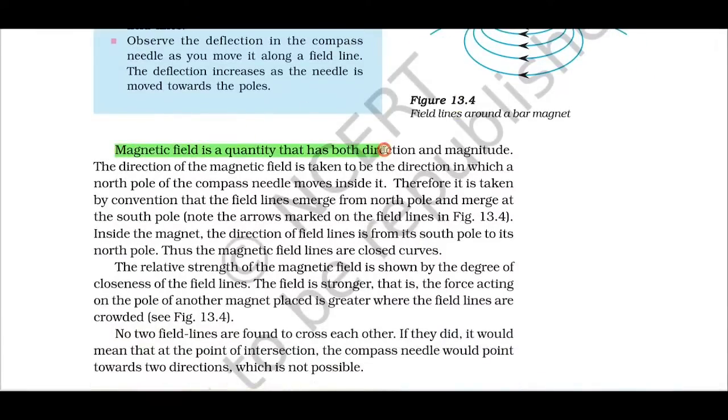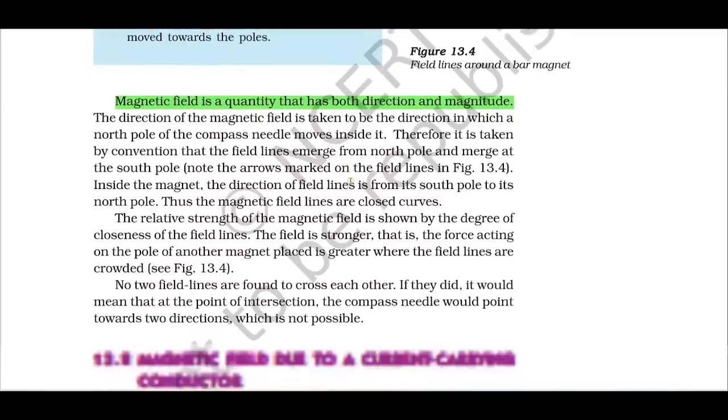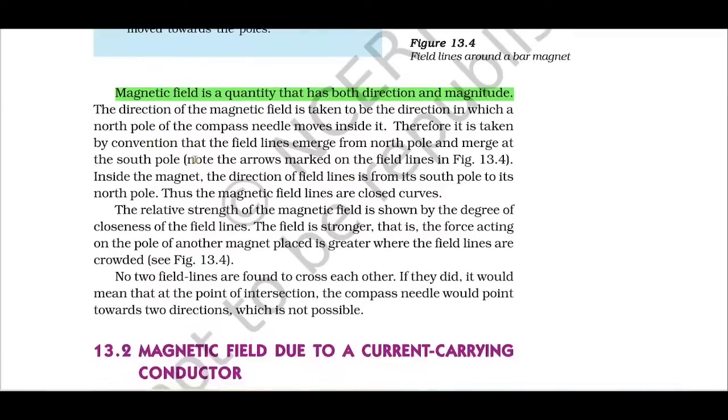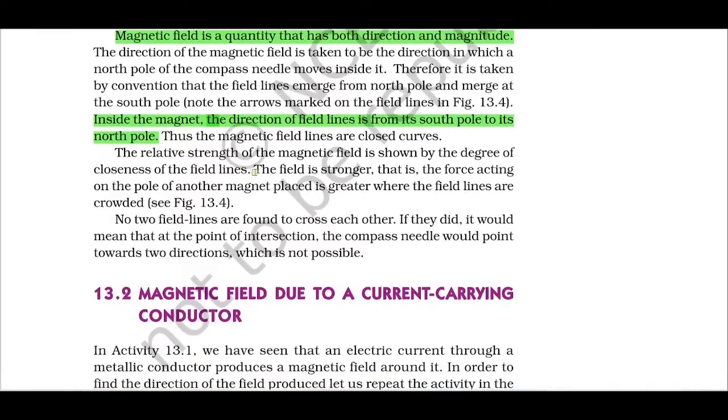So magnetic field is a quantity that has both magnitude and direction. If it has both magnitude and direction, it is called a vector quantity. The direction of field lines is from south to north pole inside the magnet, and outside the magnet, north to south. The field is stronger near the magnet, and the strength decreases as it moves away from the magnet. No field lines will cross each other.